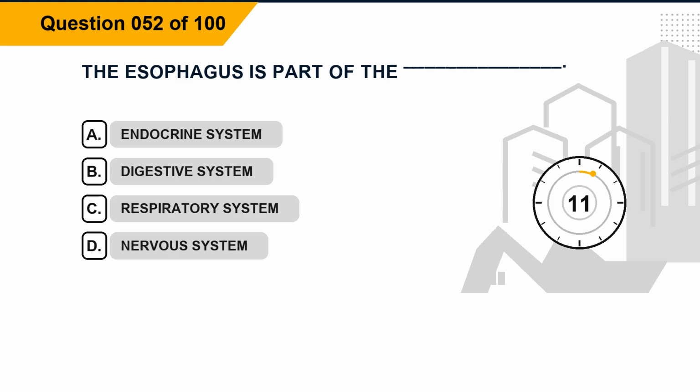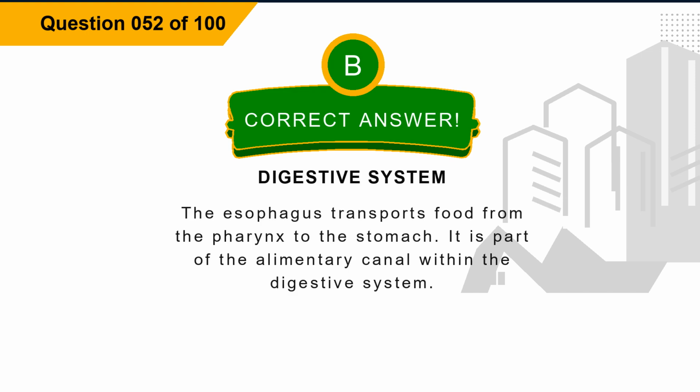Question 52. The esophagus is part of the blank. Option A. Endocrine system. Option B. Digestive system. Option C. Respiratory system. Option D. Nervous system. The correct answer is option B. Digestive system. Explanation. The esophagus transports food from the pharynx to the stomach. It is part of the alimentary canal within the digestive system.